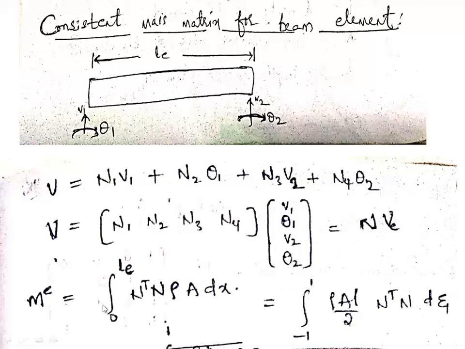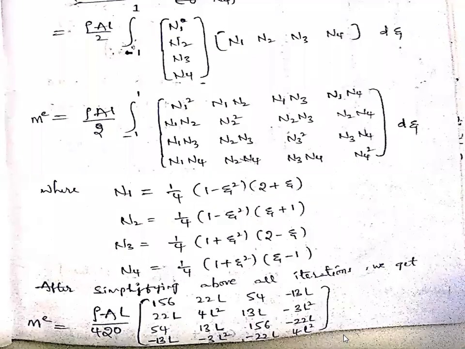This first formula belongs to the global coordinate system, and that can be transferred into the natural coordinate system formula. So minus 1 to 1 would be the limits, which belong to the natural coordinate system. That's why it is very important to convert the global coordinate system formula into the natural coordinate system. If you convert it, the integration will be very easy and we are going to obtain the values very easily.